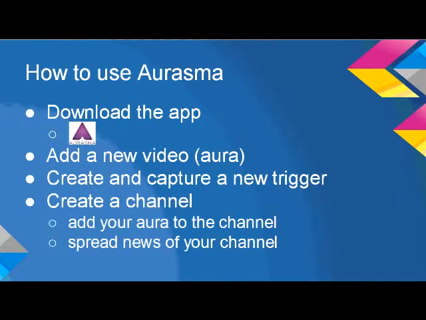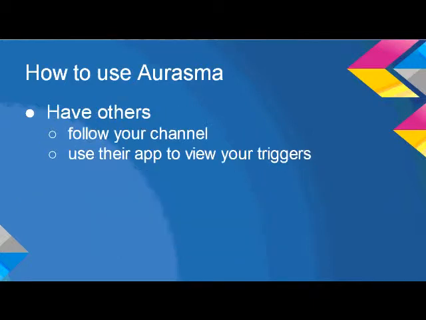So how to use Aurasma: I'm going to overview it and then actually show you how. First, we're going to download the app. We're going to add a new video, otherwise known as an aura. We're going to create and capture a new trigger or tracker. We're going to create a channel and add that aura to the channel, and then spread the news of that channel, because we have to have others follow that channel and use their app to view the trigger or tracker, which then allows them to view the content.